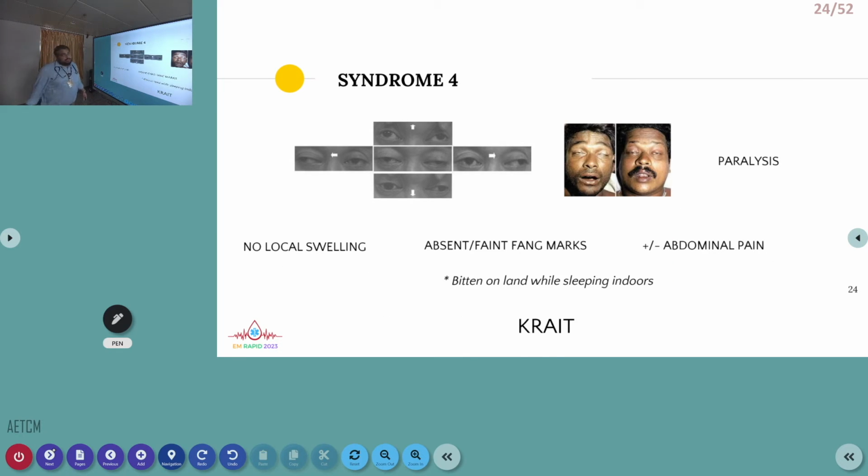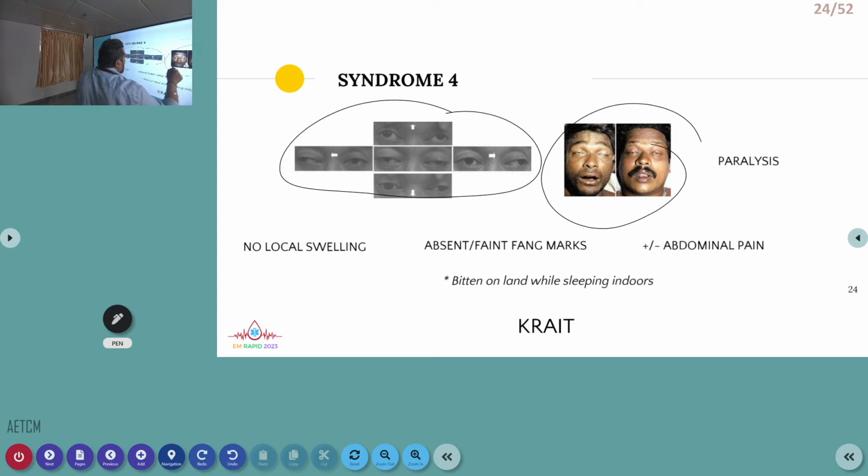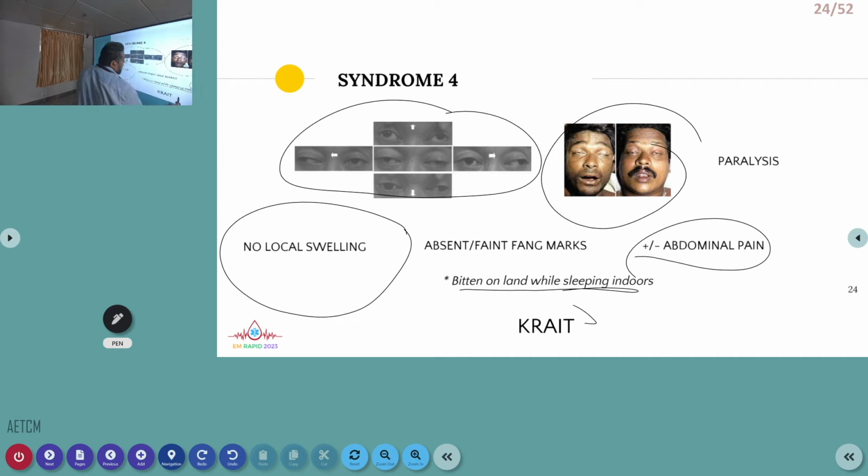And the next is syndrome 4. You are getting neurotoxic features: ptosis, external ophthalmoplegia, paralysis and all, but there is no local swelling. As I told, there will not be any local reaction or fang marks. Being bitten on land while sleeping is a classical history. With abdominal pain or without abdominal pain, always consider common krait. So that is syndrome 4 that you need to remember.